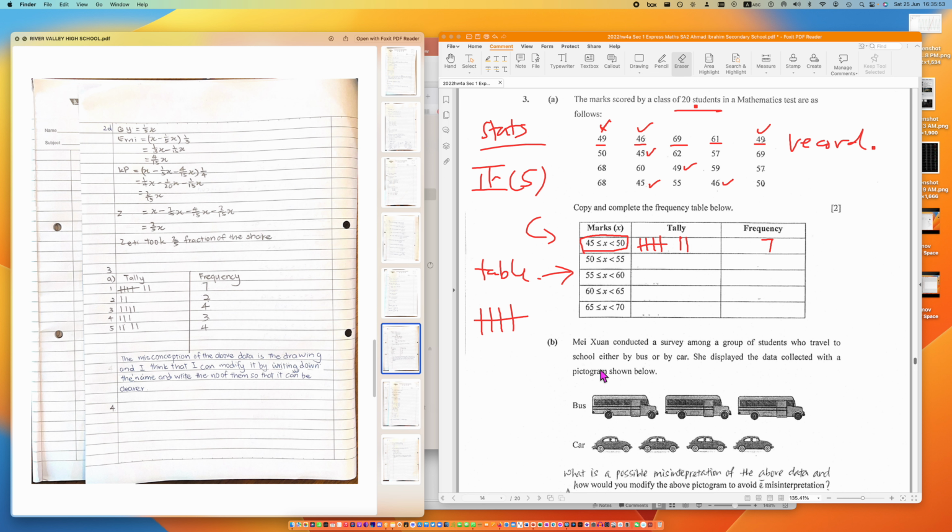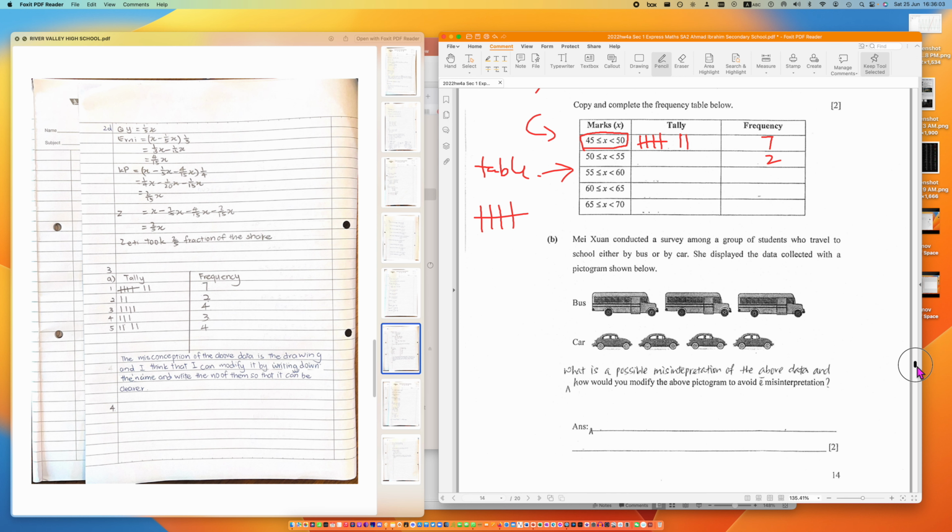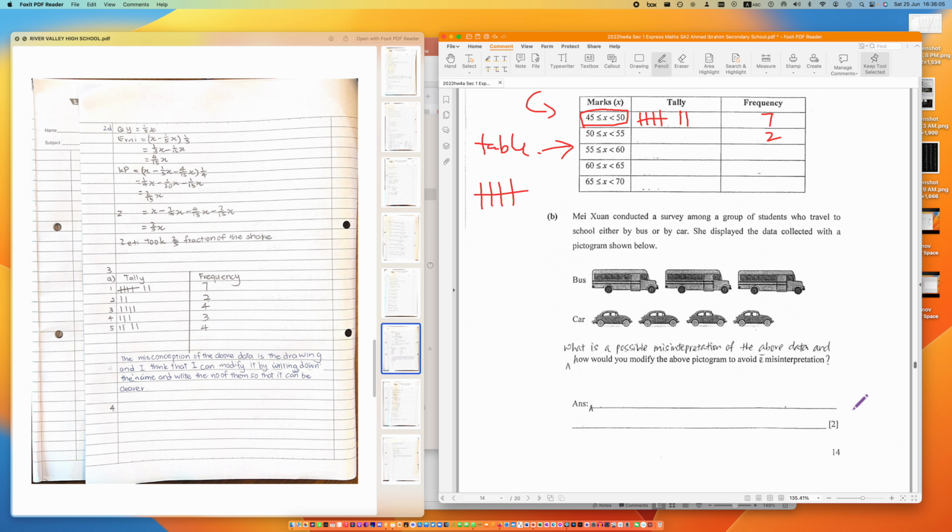What about part B? Part B, I think the misconception is the drawing. They ask, what is the possible misconception of the above data, and how would you modify it? So how will you modify then? I was thinking of writing down the bus and the car and writing the number beside it, so that it can be clearer and you don't need to count it.